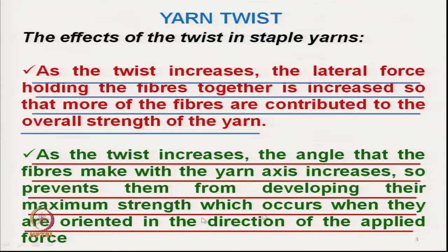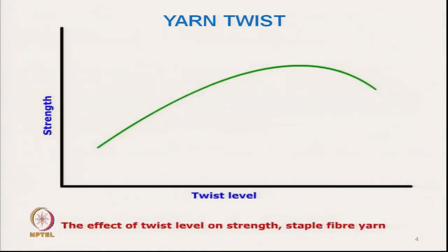Okay. So, maximum strength occurs when the fibers are oriented in the direction of the applied force. So, ideally, for filament yarn, the maximum strength will be with zero twist, because all the fibers are oriented in that direction. So, this is the nature as we have discussed just now. Initially it increases, then at this point, called the optimum twist, the strength is maximum.